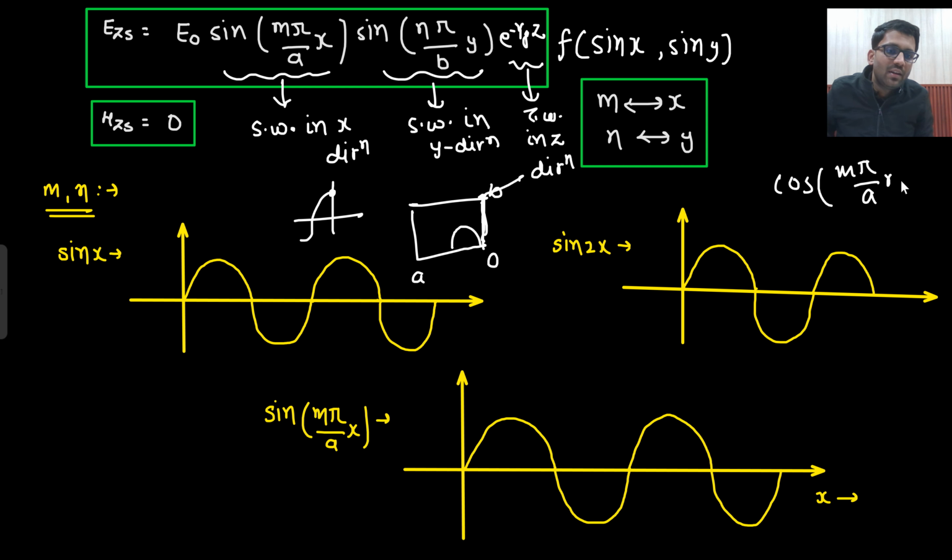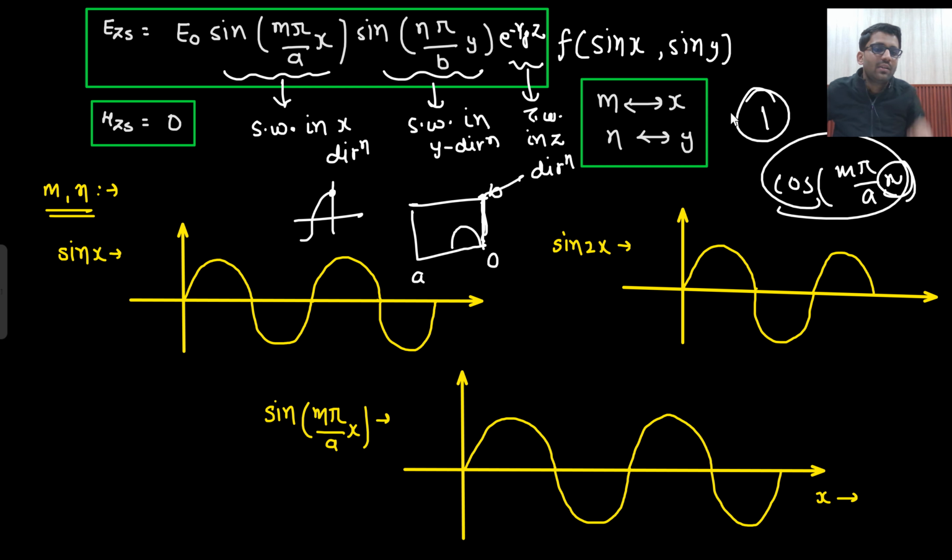But if I had put, let us say, if the expression was cos of m pi by a into x, then at x equals 0, what will be the value of cos? That would be 1. So that would represent the maxima. But actually at x equals 0 you are getting electric field minima. So if you are getting minima, then it has to be sinusoid. Is that clear to you? So that's why the sinusoid expression is coming. In that manner you can remember.